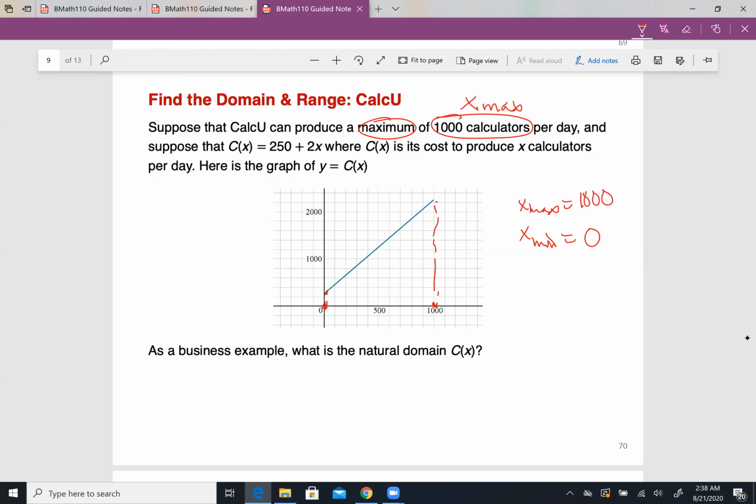The question is, as a business example, what is the natural domain of C of x? Easily you can see that x has to be greater than or equal to 0 and less than or equal to 1,000. So that is the answer for this problem.